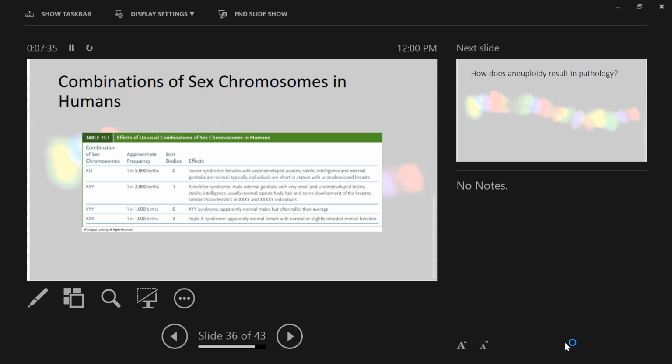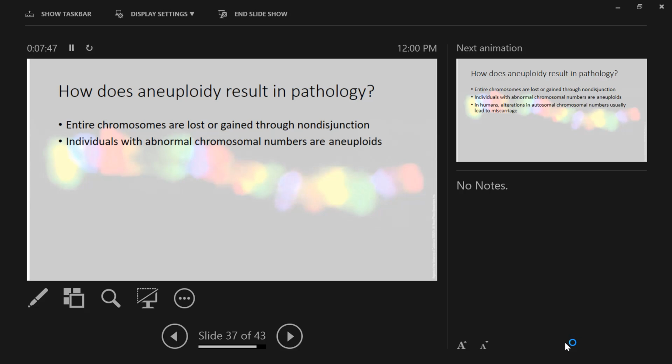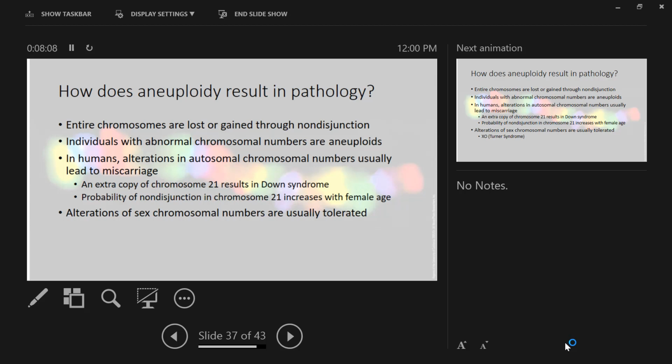All right, so let's sum this up. How does aneuploidy result in pathology? Either entire chromosomes are lost or they're gained through non-disjunction. If they're lost, obviously you're missing information. Individuals with abnormal chromosomal numbers are called aneuploids. So in humans and in most mammals, alterations in the autosomal chromosomes 1 through 22 would lead to miscarriage. Some of these, like an extra copy of 21, lead to Down syndrome. Probability increases with female age. Alterations of the sex chromosome numbers are usually tolerated. And then our most common examples are Turner syndrome and Klinefelter.